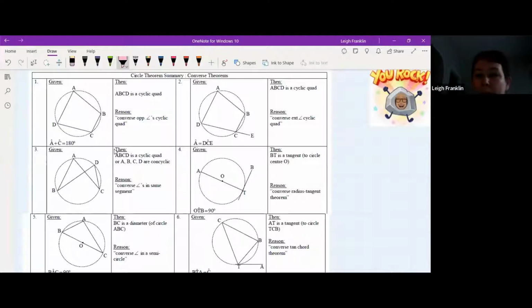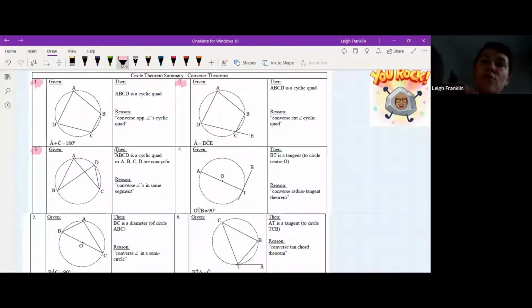So can you repeat which numbers they are going to ask? They will always ask either 1 or 2 or 3. In other words, they will always ask you to prove that a quad is cyclic. But there are 3 different ways that you can do that, Noxie.